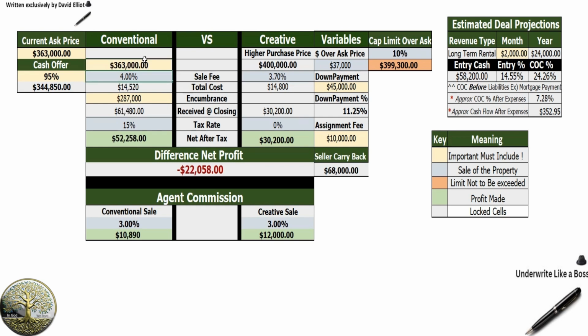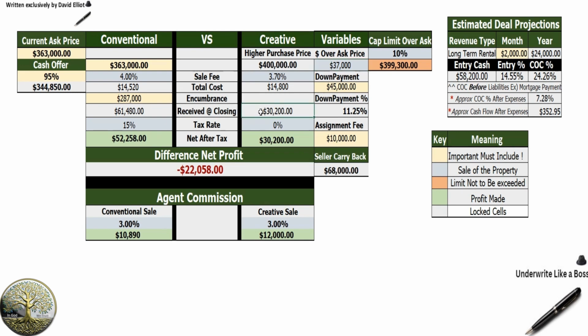This is not a deal that I would want to waste any more time on until this current ask price comes down further. They're listed at 363. If I gave them a creative offer at 400,000, that would be the best that I could possibly do.